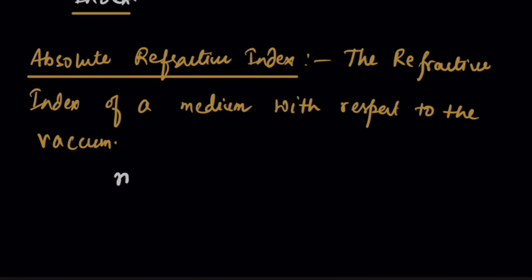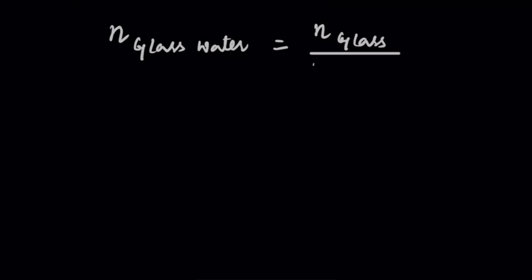If I write n glass, with no other medium, it means it is equal to the refractive index of glass with respect to vacuum. We will not use the word vacuum again and again, because if we use the term absolute refractive index, it's understood that the other medium must be vacuum. Here if I say refractive index of glass with respect to water, it can be equal to absolute refractive index of glass divided by absolute refractive index of water.